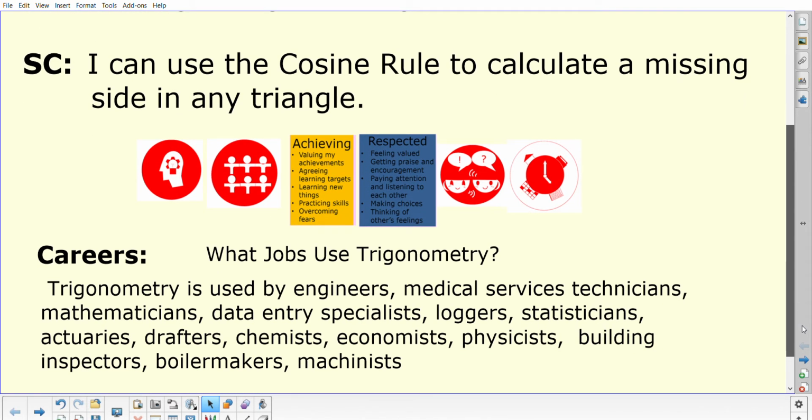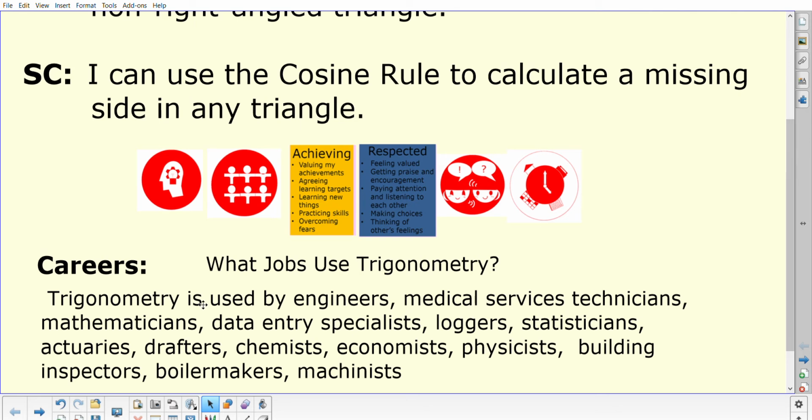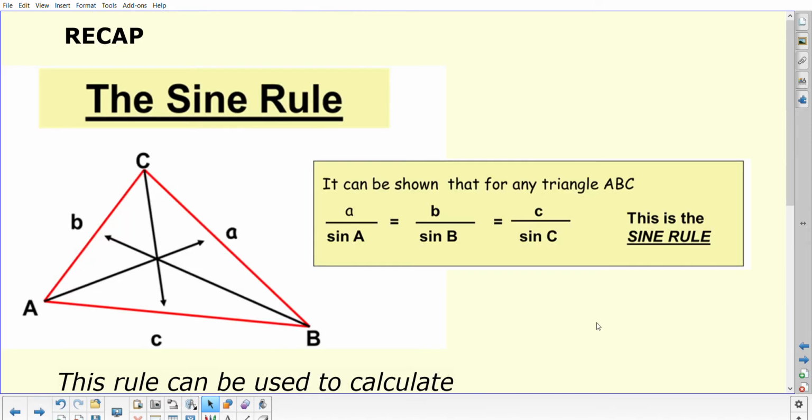This, remember, is all in trigonometry. You'll be using your thinking skills, communication skills, organisational skills. There are lots and lots of careers out there where trigonometry is used, mainly, probably the initial ones you might think about are engineers, building inspectors, surveyors, people like that. There's a whole list of people who will use this type of trigonometry.